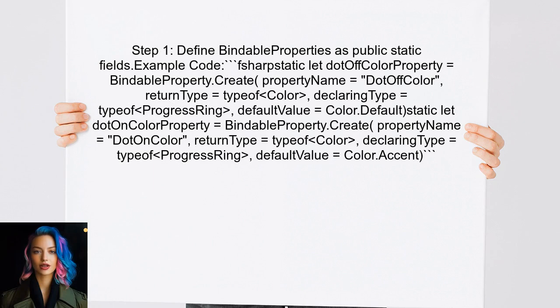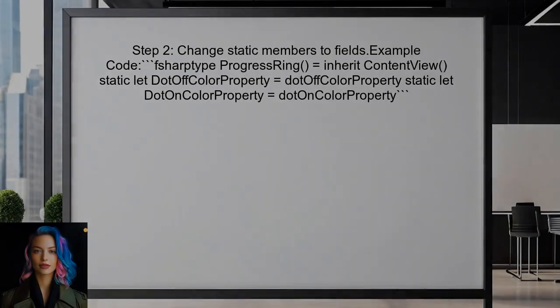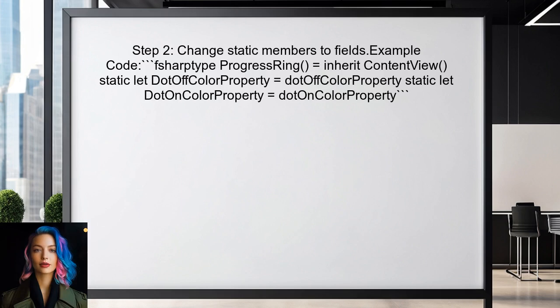To resolve the issue with the bindable property in F#, the user should first ensure that the properties are defined correctly. This involves using public static fields instead of properties for the bindable property. Next, the user should modify the static member definitions to use fields instead of properties. This change is crucial for Xamarin.Forms to recognize the bindable properties correctly.